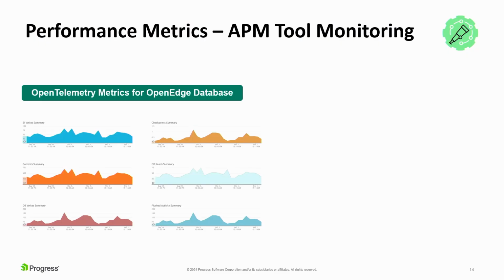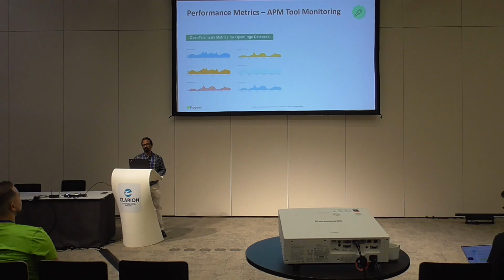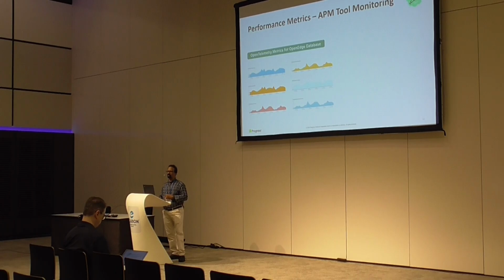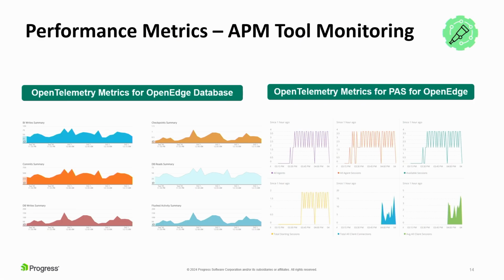So this is a snapshot from New Relic of how the database metrics look, like some of the DB read activities. If on your system there are more write activities going on in the database, and it is consuming more CPU because of write activity, you could establish some trends and monitor that. So these are PASOE related metrics.